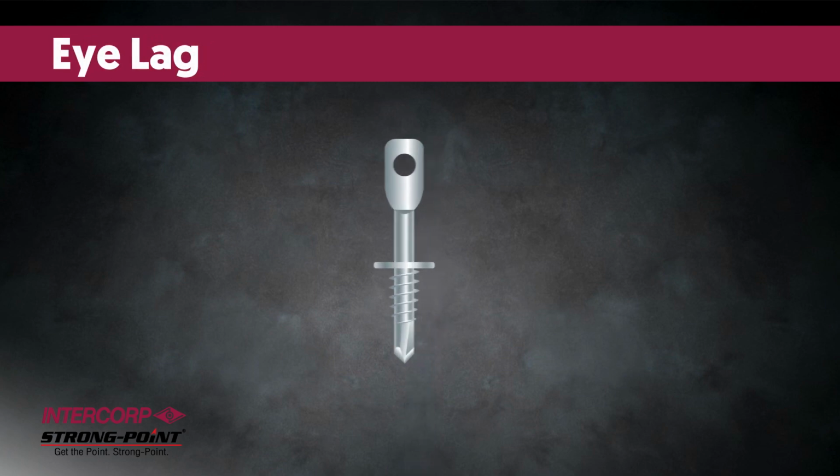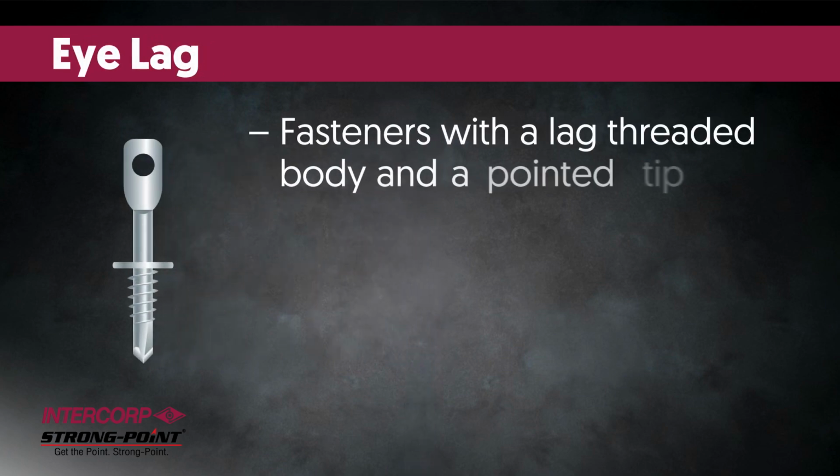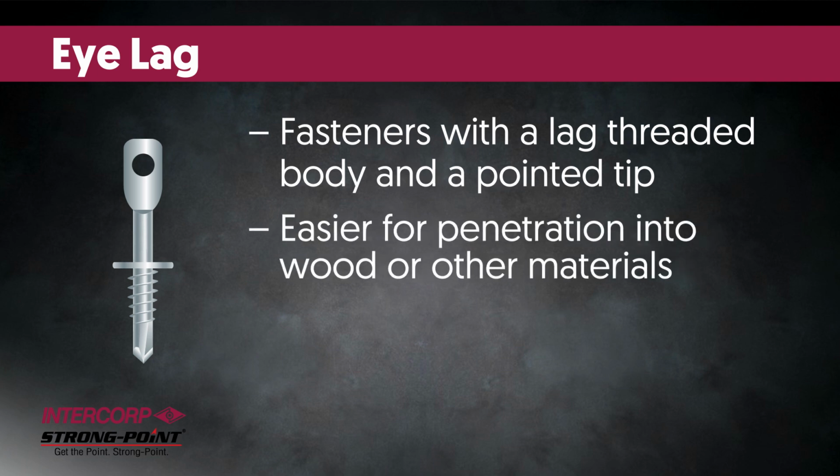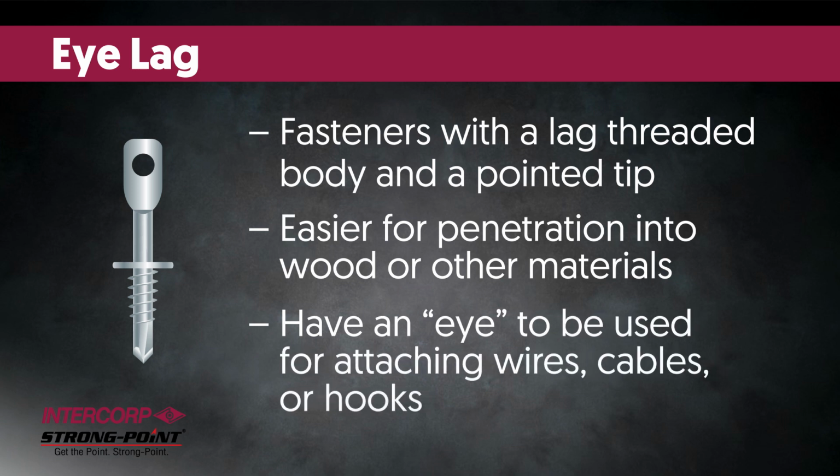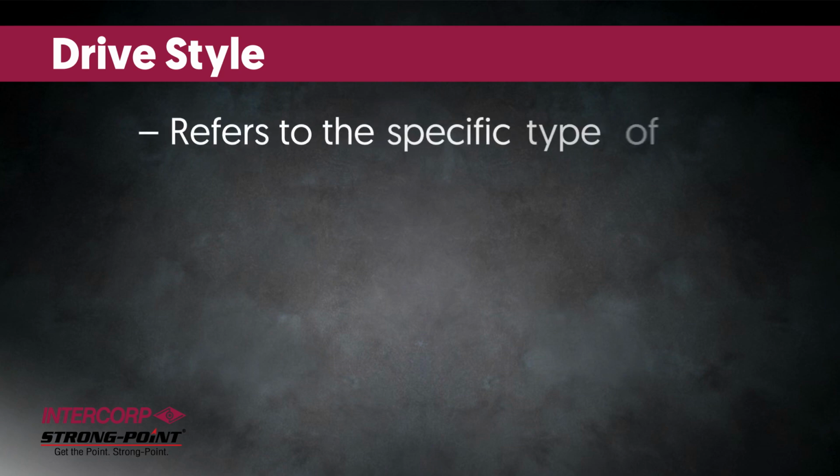Eye-lag. Eye-lag screws are fasteners with a lag-threaded body and a pointed tip, which is easier for penetration into wood or other materials. These screws also have an eye at the other end, allowing them to be used for attaching wires, cables, or hooks.